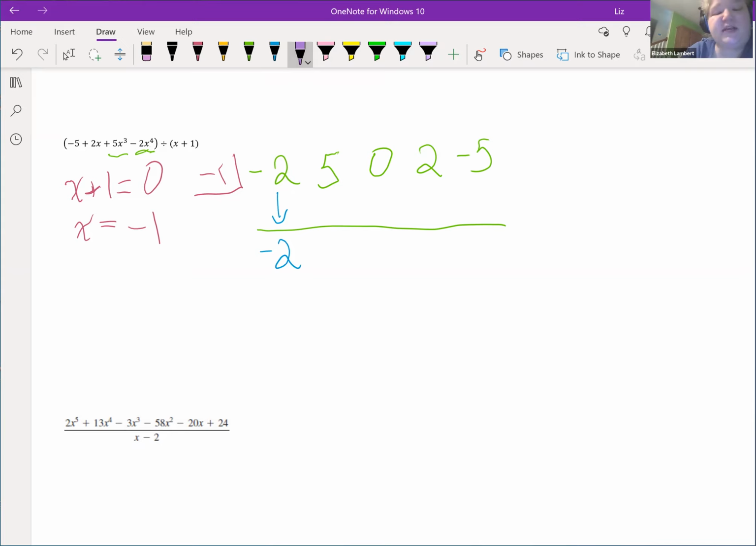So -1 times -2 is a +2. Add 7. -1 times 7, -7. Add -7. -1 times -7 is a +7, and we get a 9. And now we get a -9 and a whopping -14. All right. So x plus 1 is definitely not a factor of that mess.